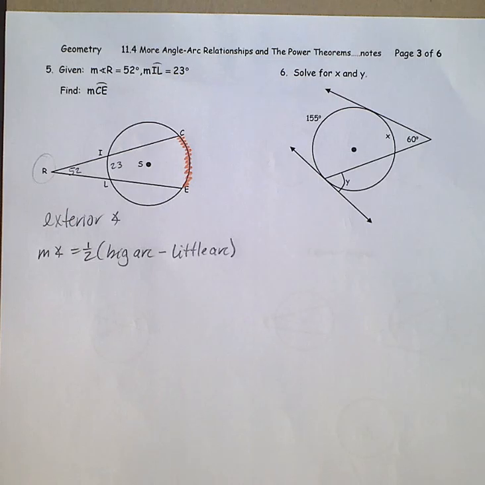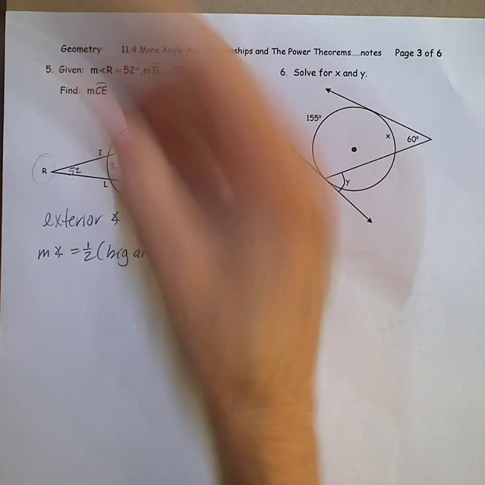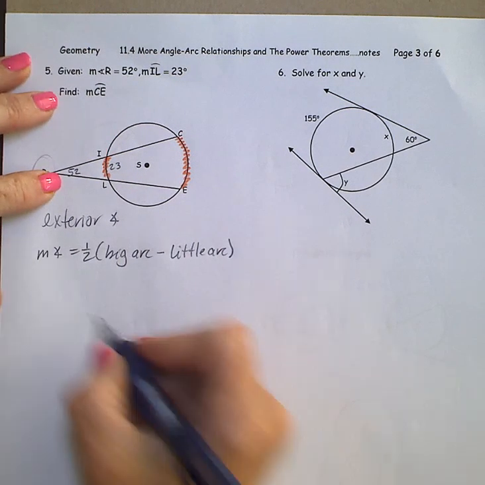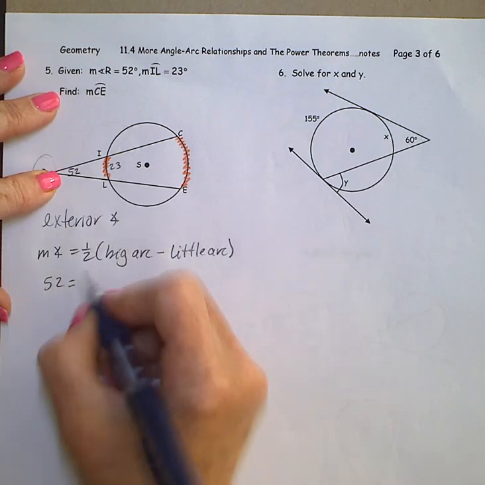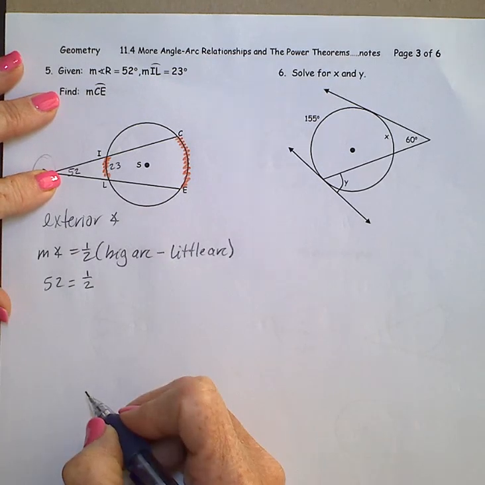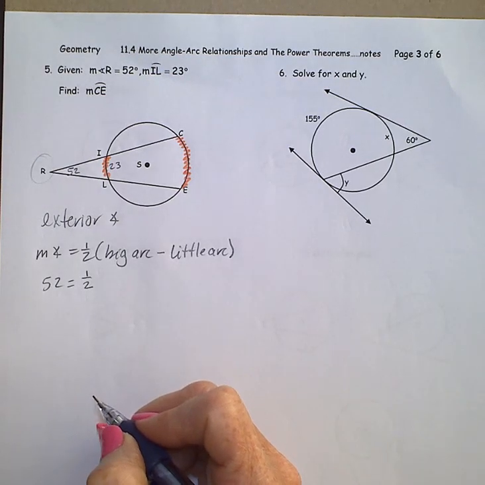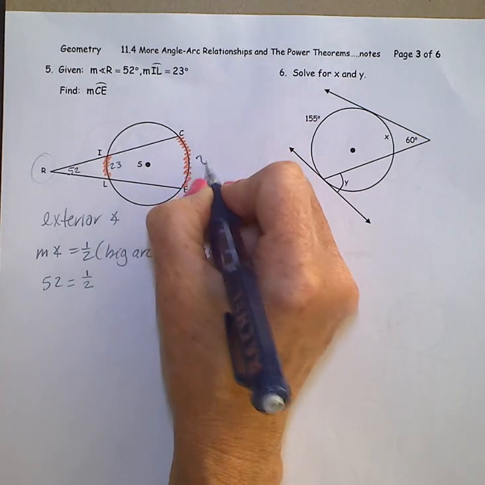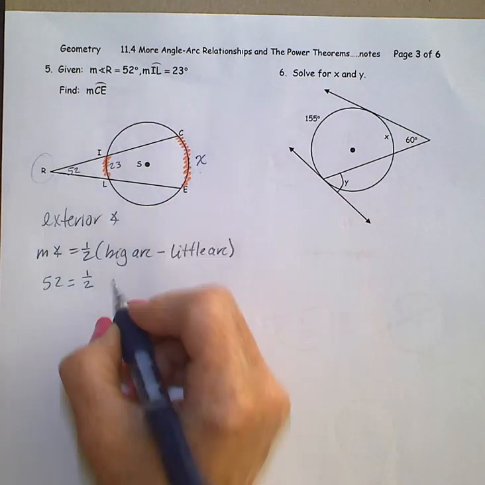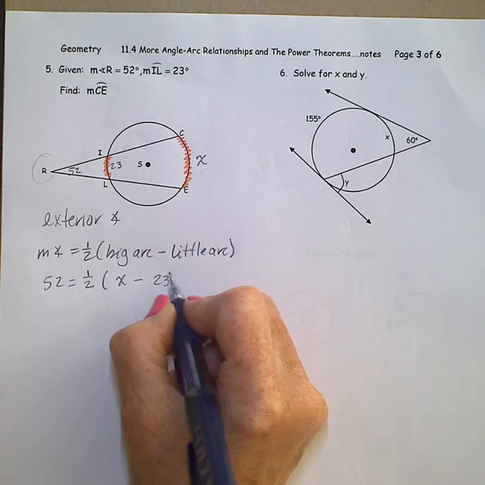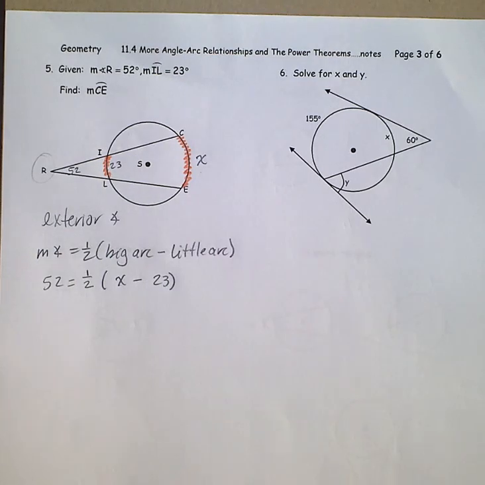Okay, let's plug in the information we know. Here's the little arc sitting right there where that angle first intersected. We do know the angle this time, 52, is half the big arc. Any ideas what you want to say for that big arc? X, sure. If you put an X there, put an X up in the diagram too, so you know what that stands for. X minus the little arc, 23. Okay, you guys go ahead, solve this one on your own. Raise your hand when you have an answer.